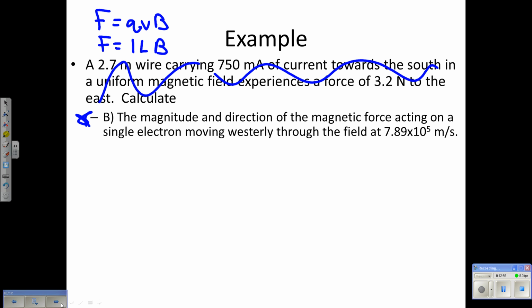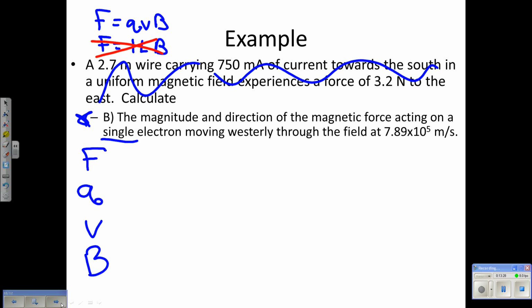We're at part B. The magnitude and direction of the magnetic force acting on a single electron moving westerly through a field at 7.89 times 10 to the 5th meters per second. Okay? So we have a single electron, so we have a single charge, which means no current. So we're using F = QVB. So let's see what information we get.